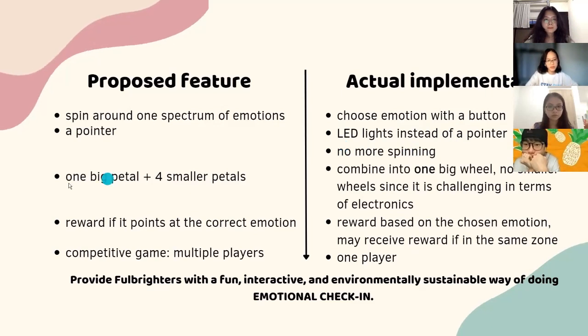Next, when we proposed, we thought of 1 big petal and 4 smaller petals. But now, because of some challenges in electronics, we decided to combine all the emotions into 1 big wheel, no more smaller wheels. And regarding the reward, we thought there would be a reward if the pointer points at the correct emotion that has been chosen. But now we decided that the reward should be based on the chosen emotion, and they may receive the reward if the LED light stops at the same zone.